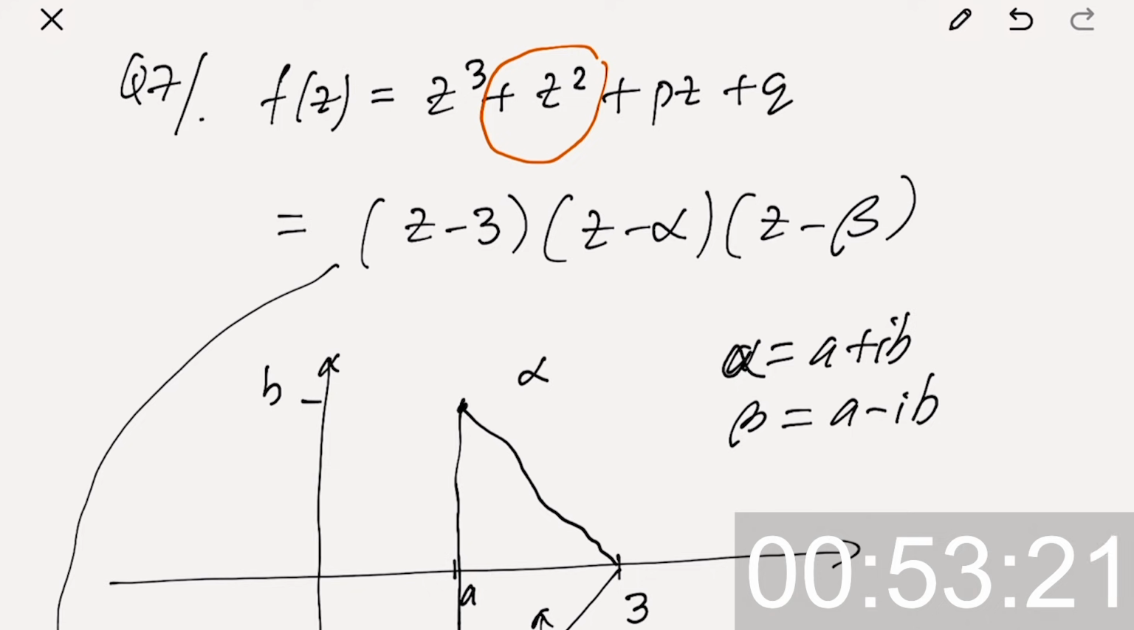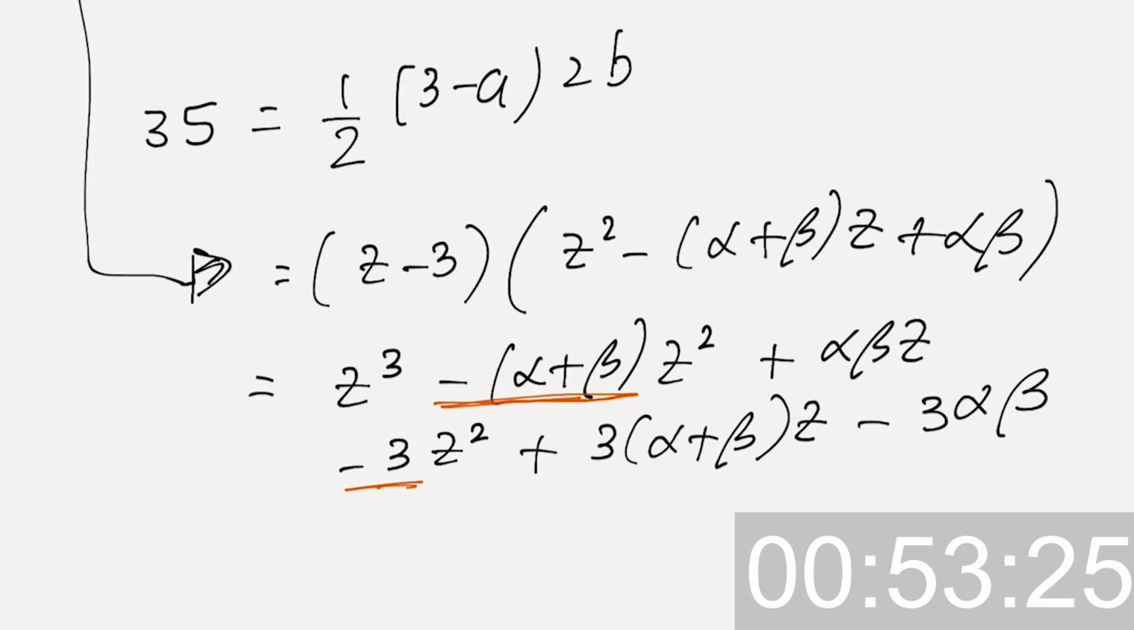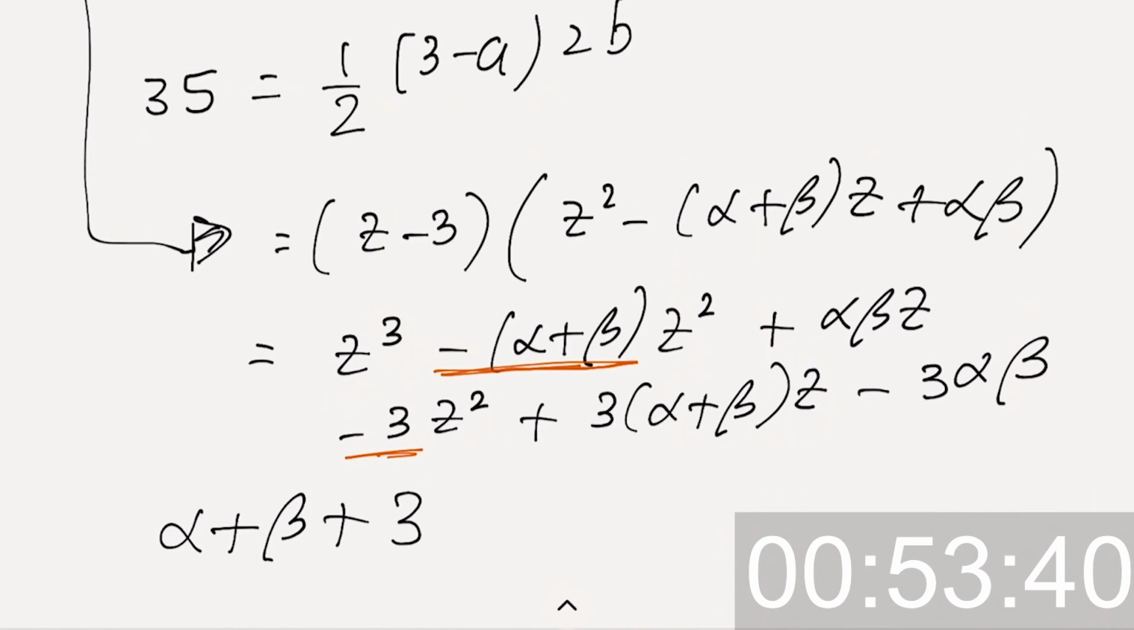So from the equation at the top of the page, we've got this plus z squared, and down here we've got minus that. So it's the sum of the roots. Sum of the roots, coefficient of z, it's coming back to me. Coefficient of z squared is the sum of my roots. So what do I know? I can say that alpha plus beta plus 3 needs to be minus 1.